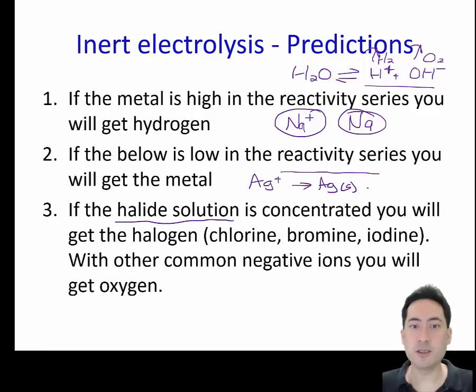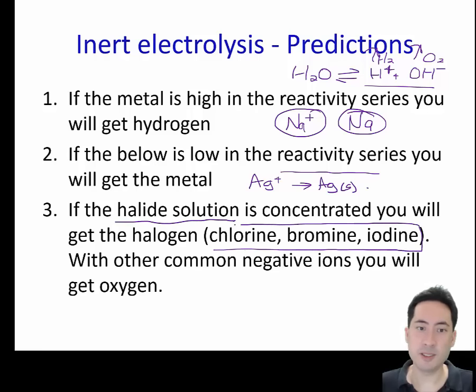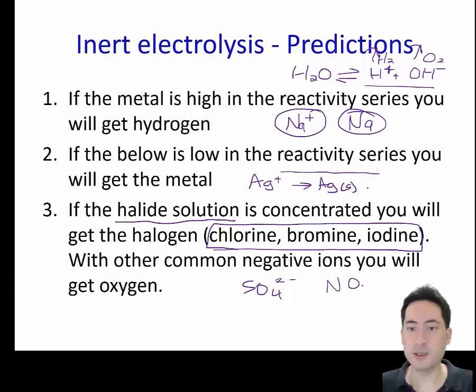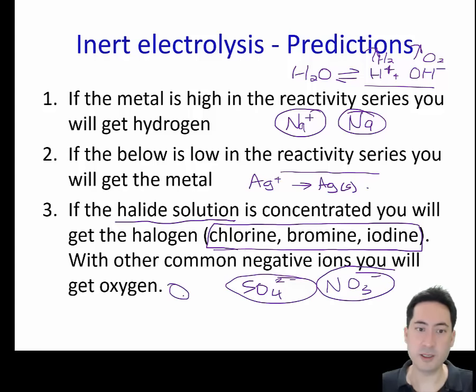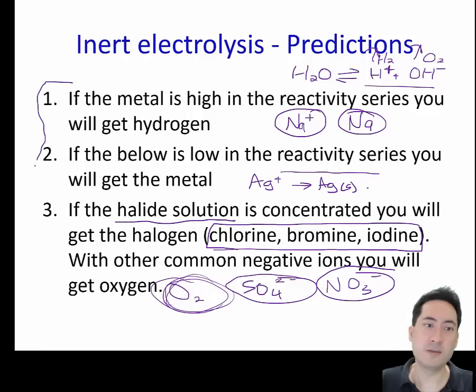Halides are a little bit trickier. If it's concentrated, then you'll get it. It's getting a little bit messy, starting to look like organic chemistry. These things are fairly stable, the polyatomic ions, and so you're not likely to get those to react. It's far more likely that the oxygen will come off from the dissociation of the water. So that's kind of helpful in guessing what's going to come off in electrolysis.